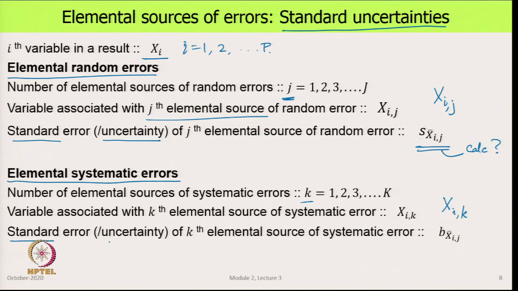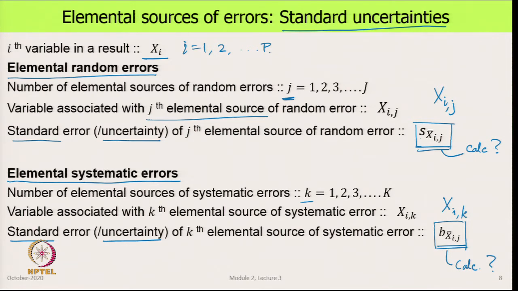And then the standard uncertainty due to the kth elemental source of systematic error, instead of S, this now becomes B. So, that is a job that we have, this and this. How do I calculate this and get a number on these? This is what we want to do. We cannot go any lower than this. These are the elemental sources of error.